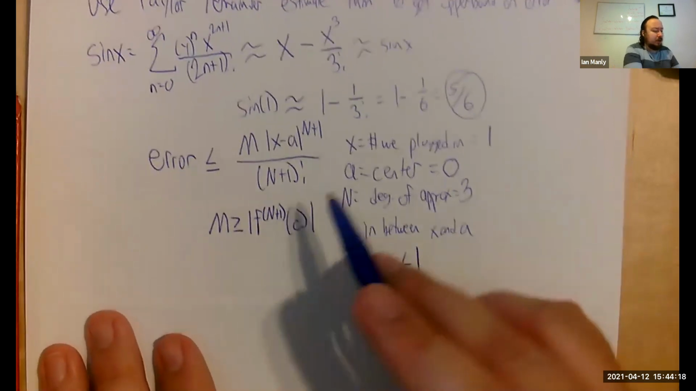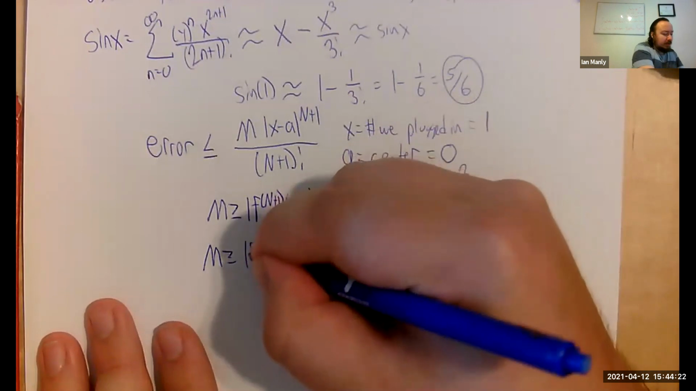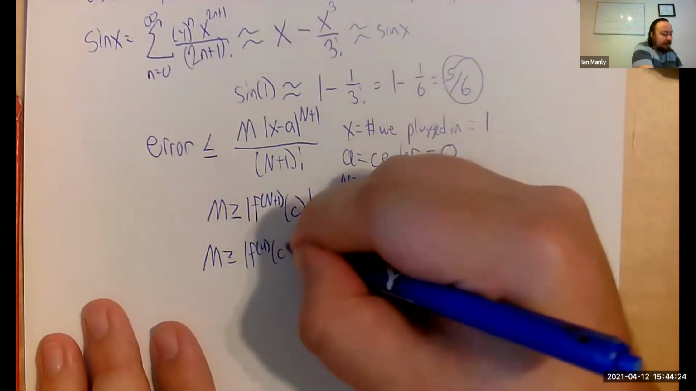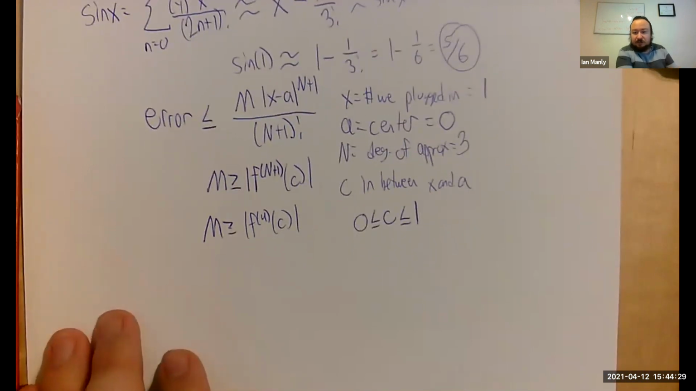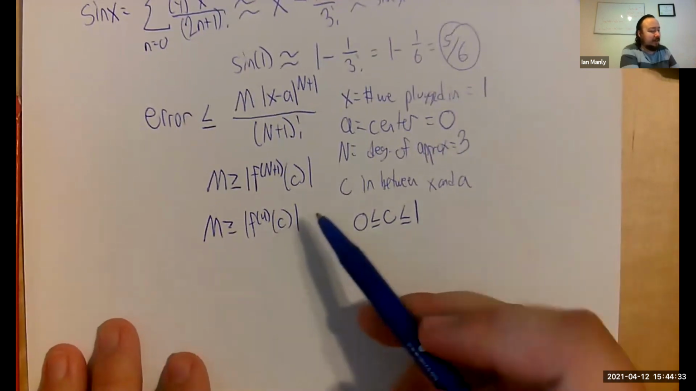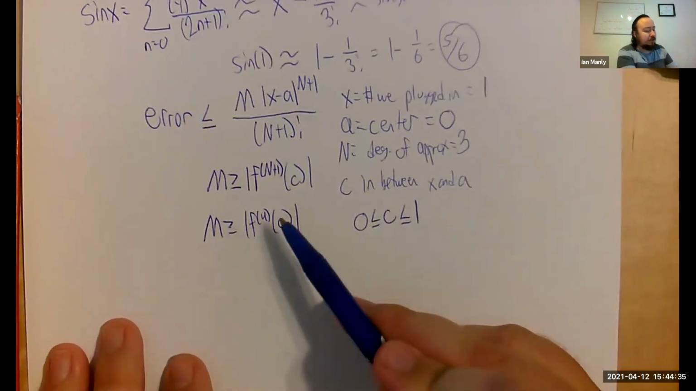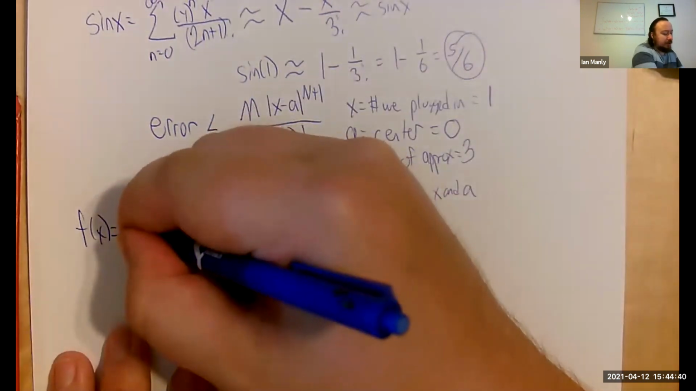Now, we know what n is for our problem. n is going to be 4. This is going to be the fourth derivative of f at c right here. So M is greater than the fourth derivative of sine at some value. All right, so let's compute 4 derivatives of sine. Okay, well, with sine, it's not too hard.